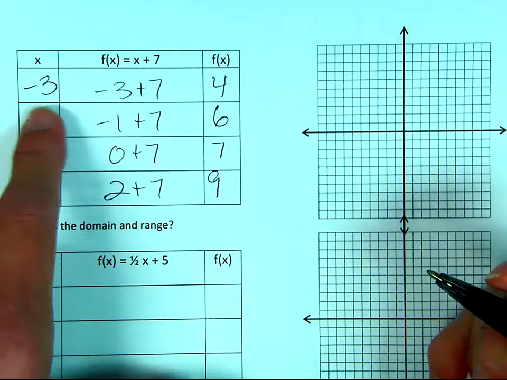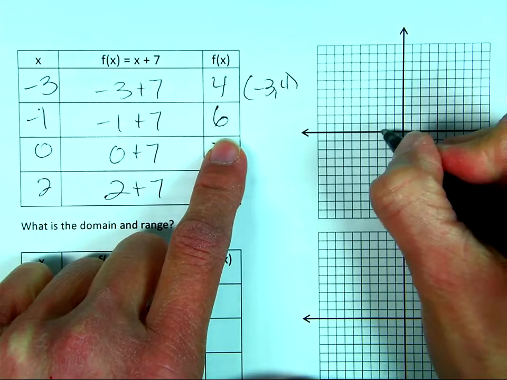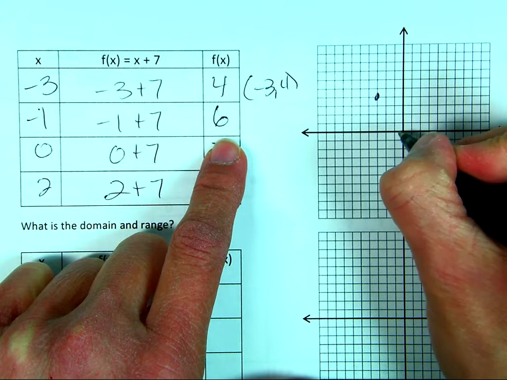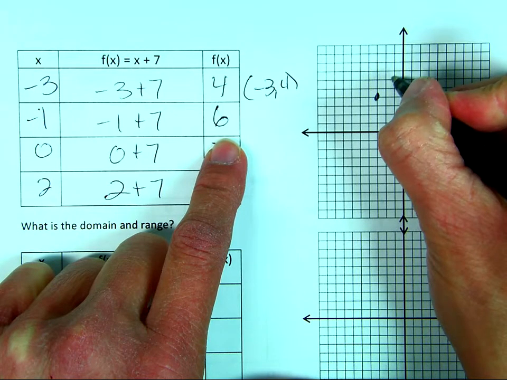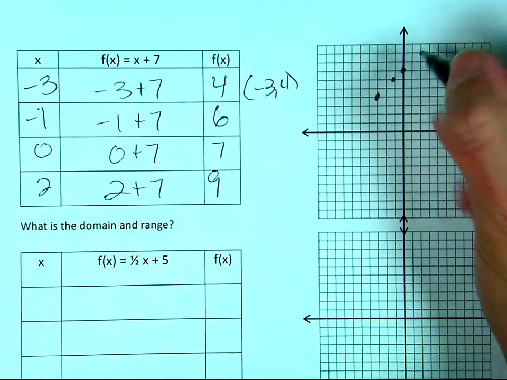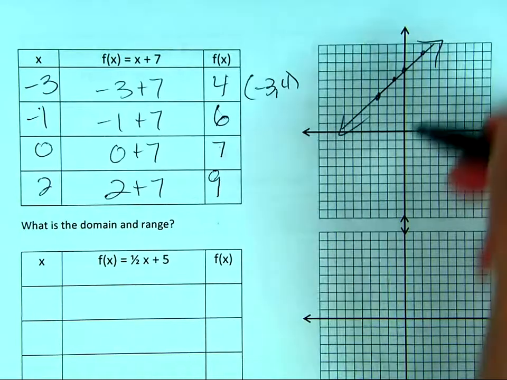So negative 3, remember these are my points. Negative 3, 4. So I'm going to go over negative 3, up 4, make a little dot. Negative 1, 6. 0, 7. And 2, 9. And I connect them. And that is my line.